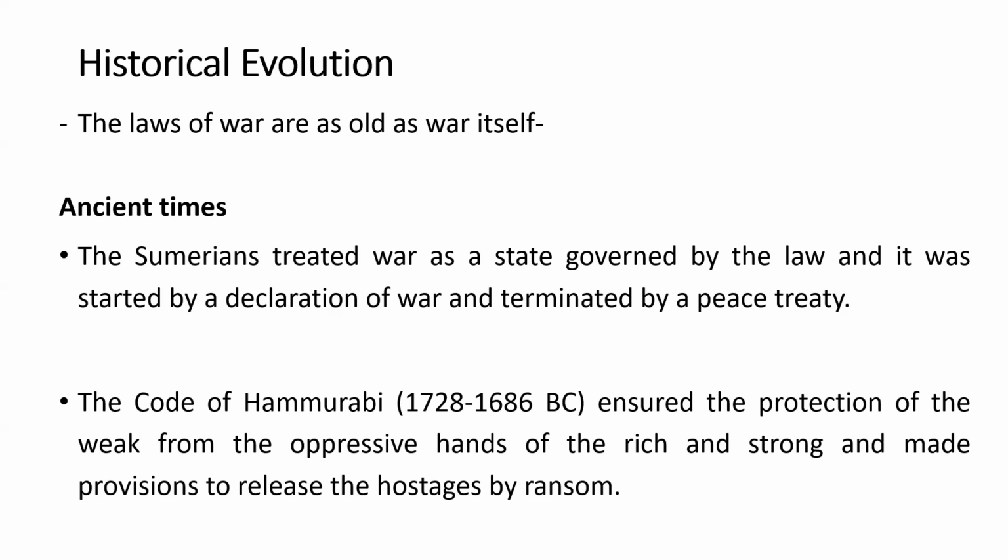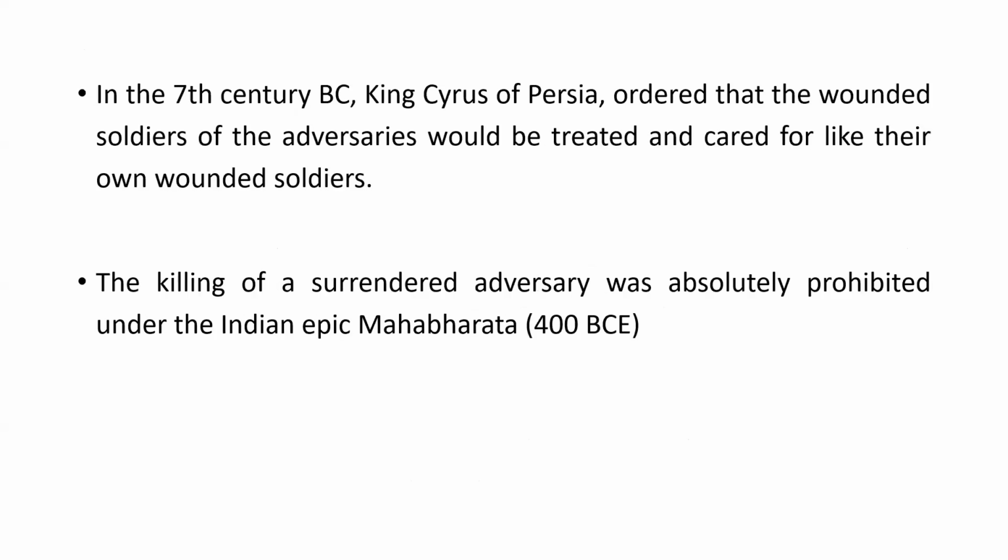Not just that, if you look at the Code of Hammurabi, you can see that there is a guarantee on the protection of the weak from the oppressive hands of the rich and strong, and they have made provisions to release the hostages by ransom. Also, another example is in the 7th century BC, King Cyrus of Persia ordered that the wounded soldiers of the adversaries should be treated and cared for like their own wounded soldiers. Also, in 400 BCE, the Indian epic Mahabharata mentions that the killing of a surrendered adversary was absolutely prohibited.